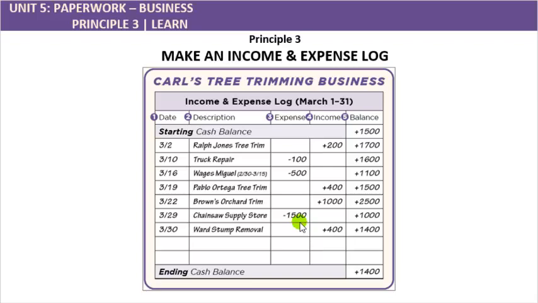Okay, so Carl wrote minus 1,500 in the expense column. What was his cash balance before he bought the chainsaw? Kindly write your answer down. I'll pause for about 5 seconds.